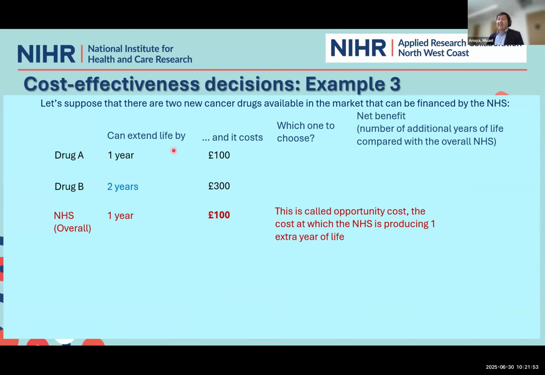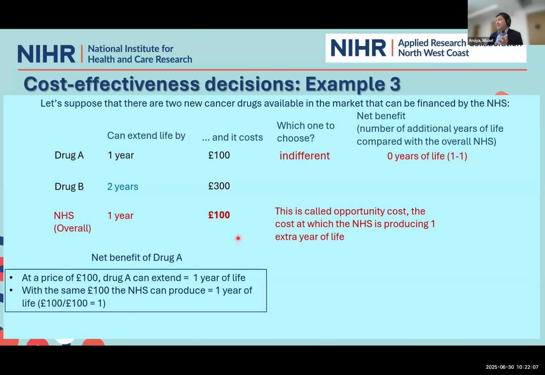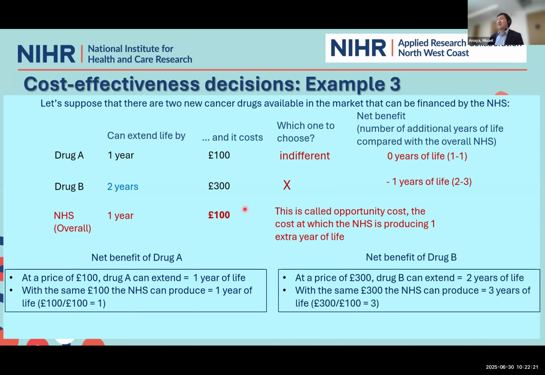So for drug A, now we can see that it's the same, isn't it? Drug A is 1 year of life, £100. The NHS is 1 year of life, £100. So it's the same. Which means here, the policymaker is indifferent between financing this drug or not. We do the same math with drug B. Here, with £300, drug B is producing 2 years of life. But with £300, the NHS could produce 3 years of life, which means financing drug B will reduce 1 year of life.